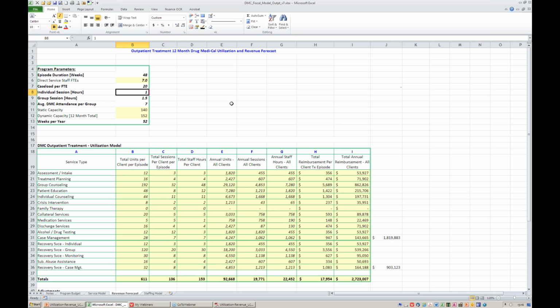So in reality, if we took recovery support out, you've got a 16-week length of stay, ideally. On the average, who knows, it goes down to 12. But we start out thinking it's 16 weeks. That means the caseload of 140 people turns over three times a year. And so the dynamic capacity would be 420.